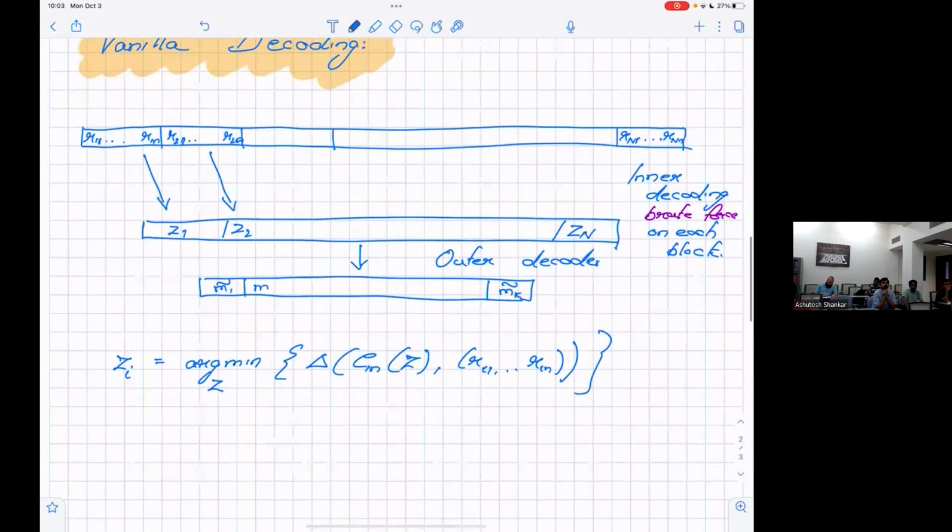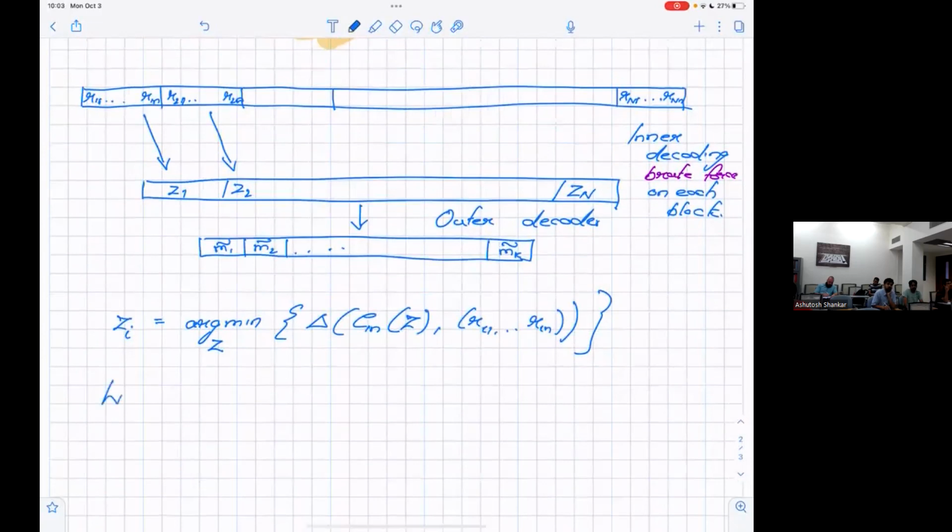And the question we want to ask is, when can we guarantee that M1 tilde, M2 tilde, up to MK tilde is the same as the original message M1, M2, up to MK?